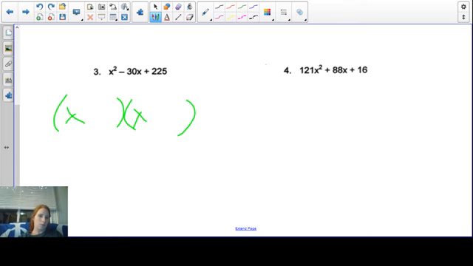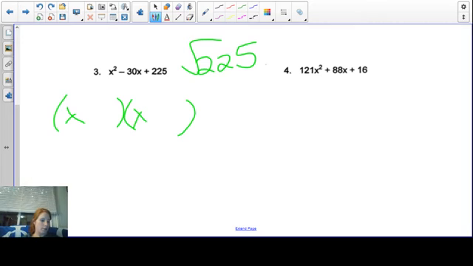x and x, square root of 225 is 15. So we're going to have 2 negatives, because I have a negative sign there.